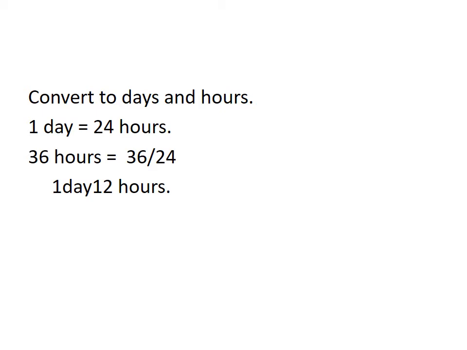Now we will learn how to convert 36 hours into days and hours. 1 day is equal to 24 hours. When you have to convert into days and hours, divide by 24, which is equal to 1 day 12 hours.